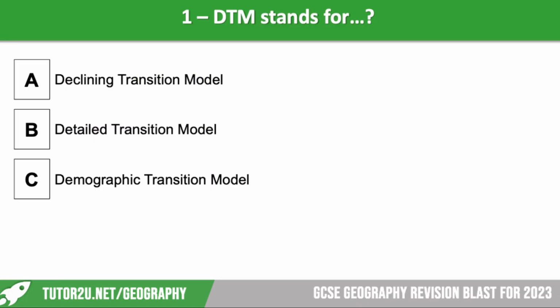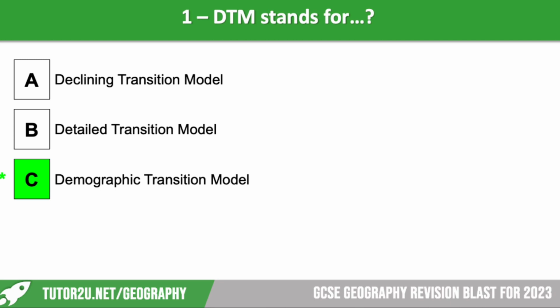Right, let's move on to some multiple choice questions. So our first one is, DTM stands for Declining Transition Model, the Detailed Transition Model, or the Demographic Transition Model. Hopefully nice and easy because I mentioned it a moment ago. It is the Demographic Transition Model.